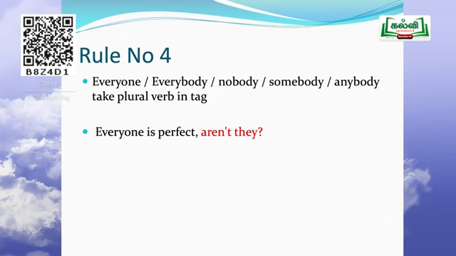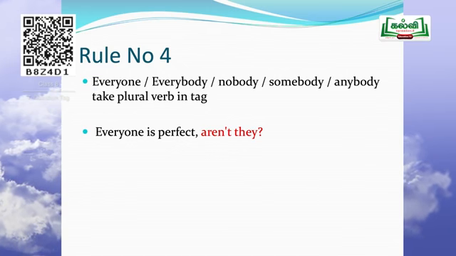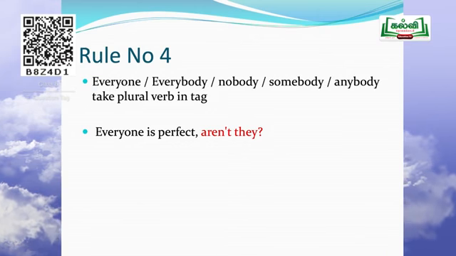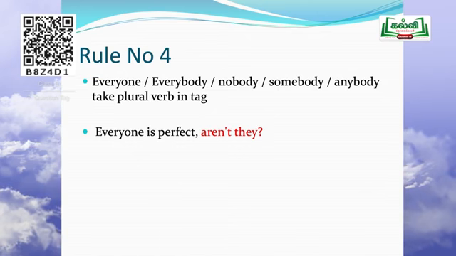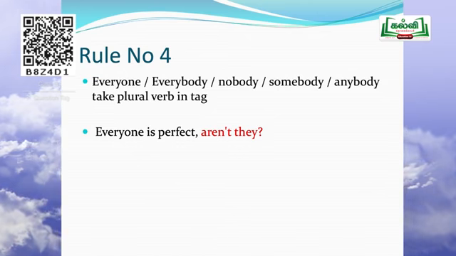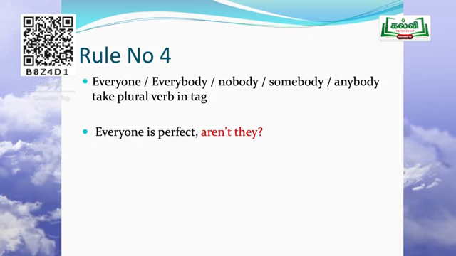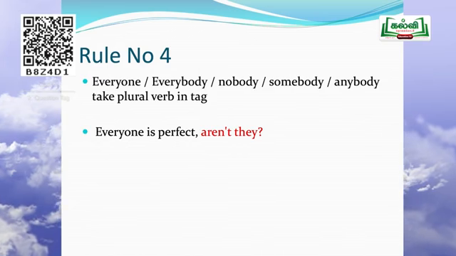Now we move on to rule number 4. Everyone, everybody, nobody, somebody, anybody: these words take a plural verb in the tag. Repeat again. Rule number 4: the words everyone, everybody, nobody, somebody, anybody take a plural verb in the tag. For example, everyone is perfect, aren't they? Now move on to rule number 5.